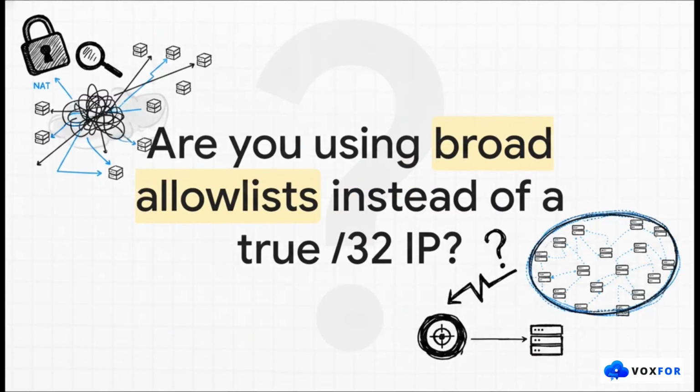So I'm going to leave you with this to really think about. Are your current firewall rules actually secure? Or are you letting the complexities of NAT and multi-cloud priorities push you into taking the easy way out, relying on dangerously broad allow lists instead of tracking down that true /32 IP? Take a hard look at your perimeter today.